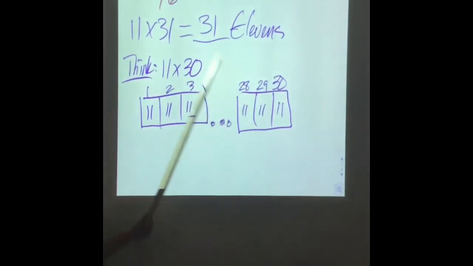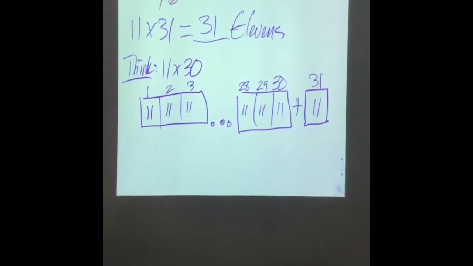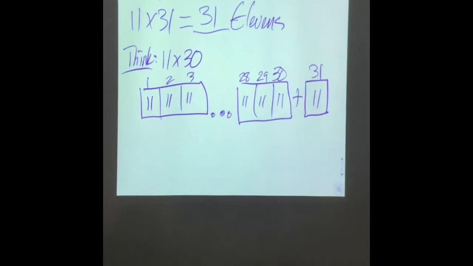Now how many boxes do I need? 31. Ooh! But what am I doing here? I'm adding a box to get my 31, right? Because this is the one I really want, isn't it? I want that guy over there. So how am I going to write out my problem? I'm going to say 30 times what's inside the boxes? 11. 30 times 11 plus.